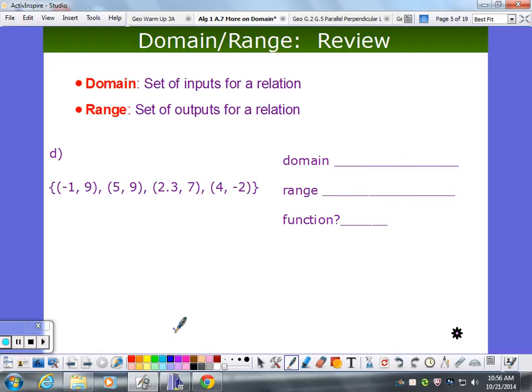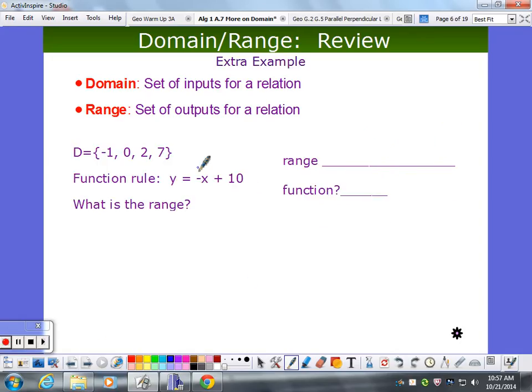Alrighty, let's see what we got here. What's the domain here? -1, 5, 2.3. Oh, so on the left we have things that aren't integers? Sure. What's the range? 9, 7. She didn't say 9 again because 9's already in there. I don't have to say it again. Is it a function? No, it's not.